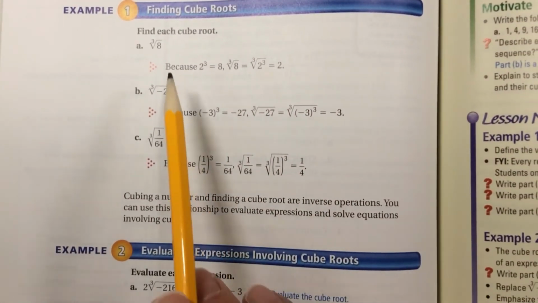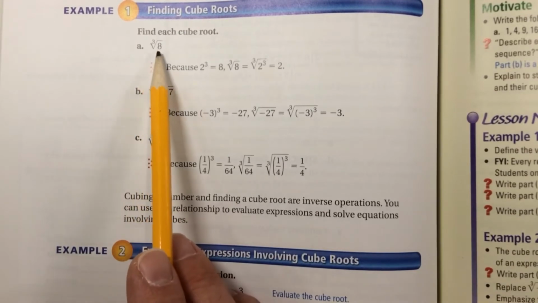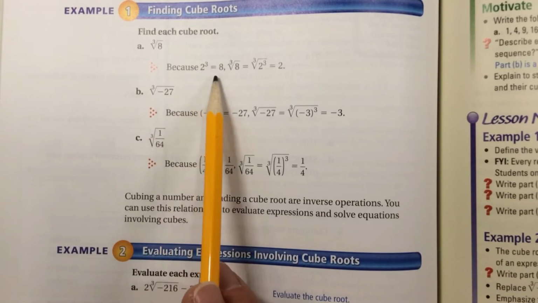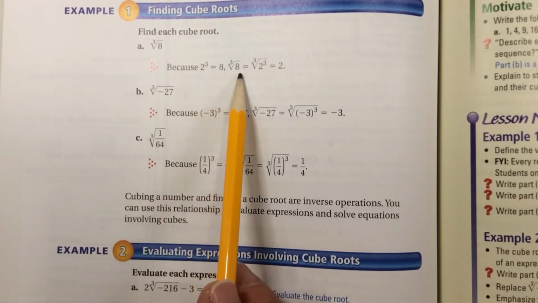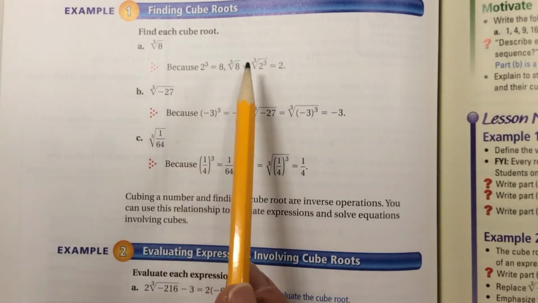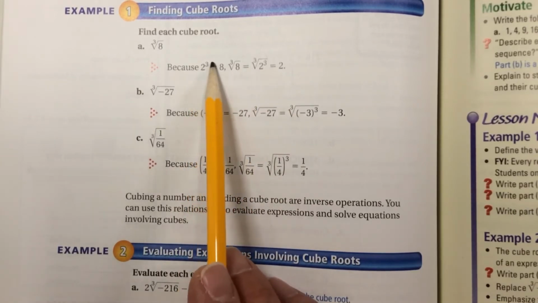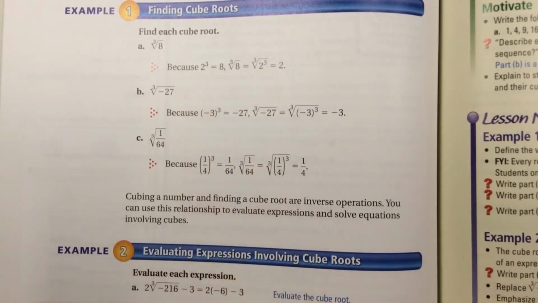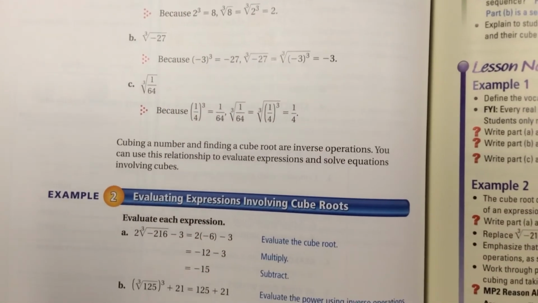Finding the cube roots. The cubed root of 8: because 2 to the third power equals 8, then the cubed root of 8 is 2. Because 2 times 2 is 4, times 2 is 8. Obviously, 2 to the third power is not 6 because we don't multiply those together. That's so sixth grade. We don't do that.